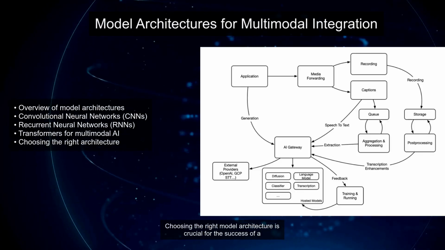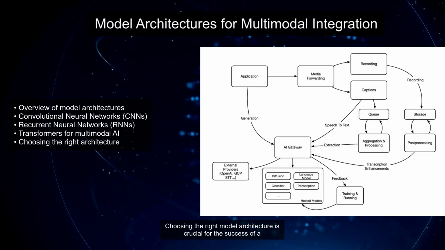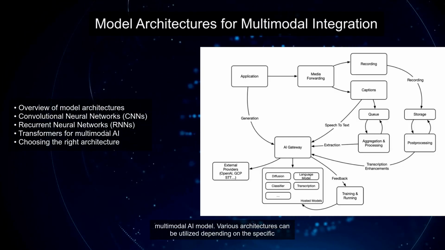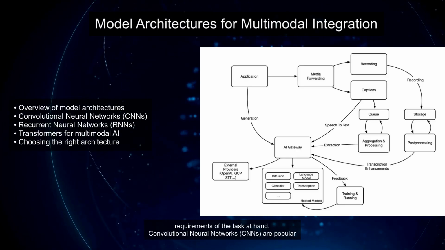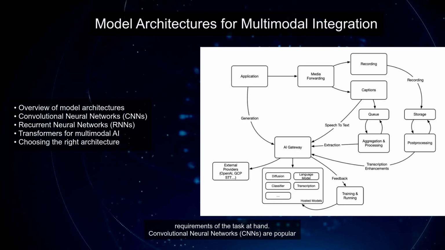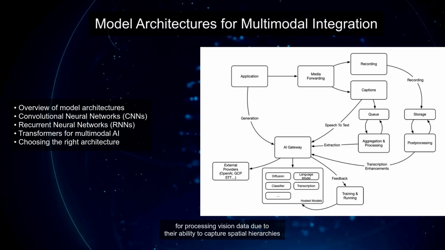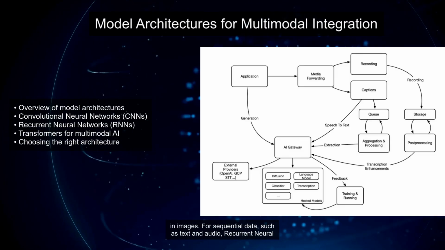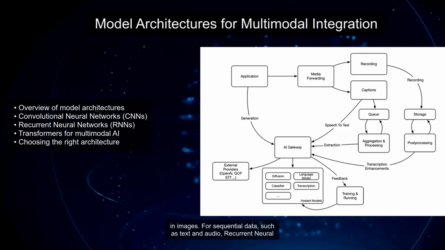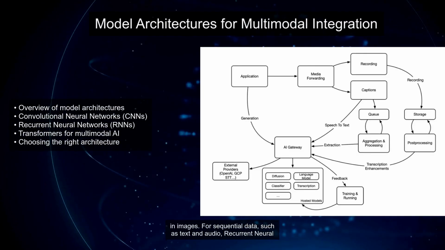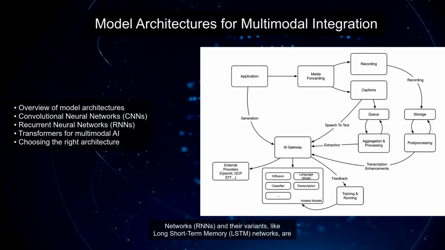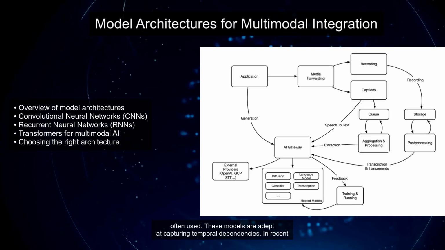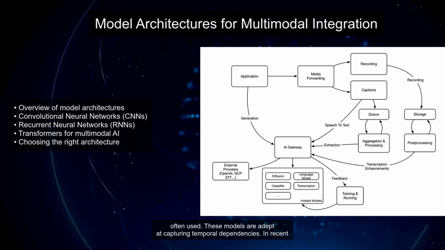Choosing the right model architecture is crucial for the success of a multimodal AI model. Various architectures can be utilized depending on the specific requirements of the task at hand. Convolutional neural networks, CNNs, are popular for processing vision data due to their ability to capture spatial hierarchies in images. For sequential data, such as text and audio, recurrent neural networks, RNNs, and their variants, like long short-term memory, LSTM, networks, are often used. These models are adept at capturing temporal dependencies.